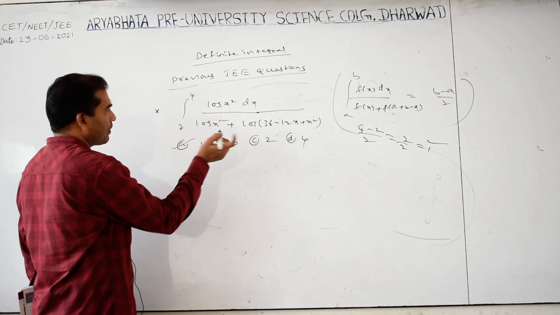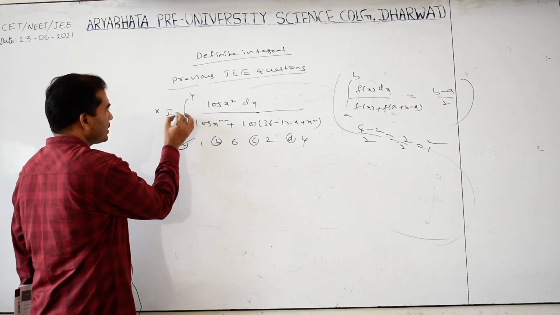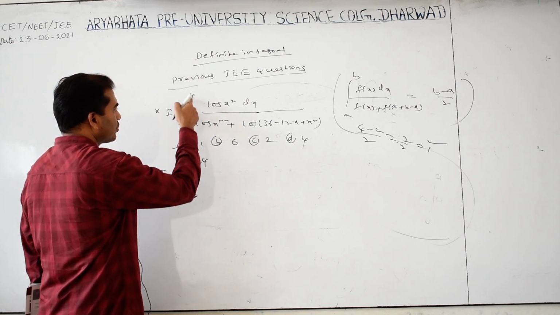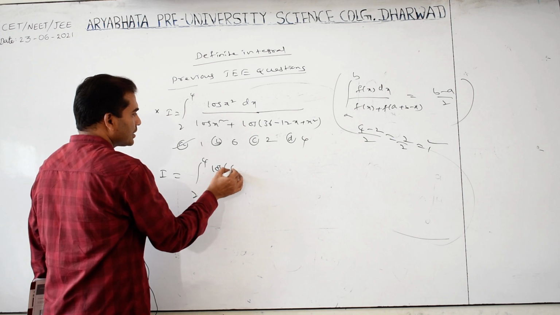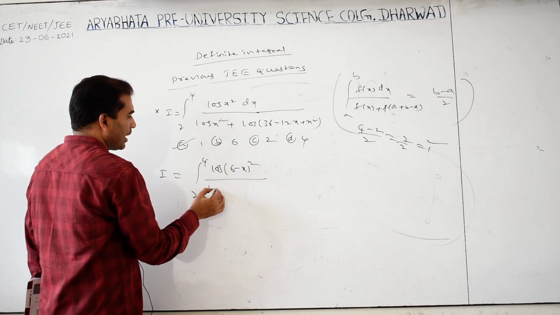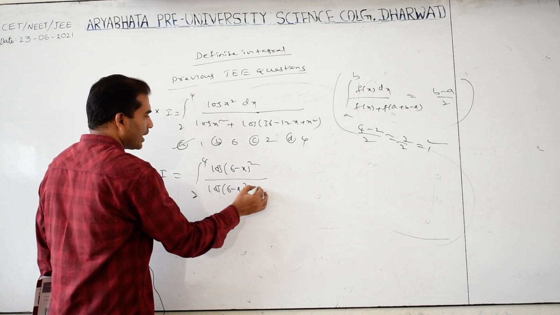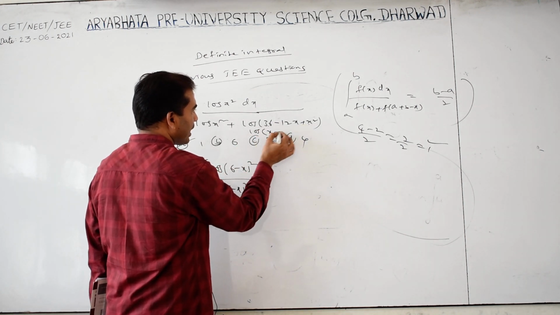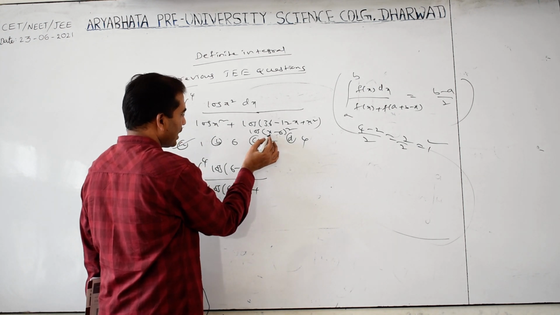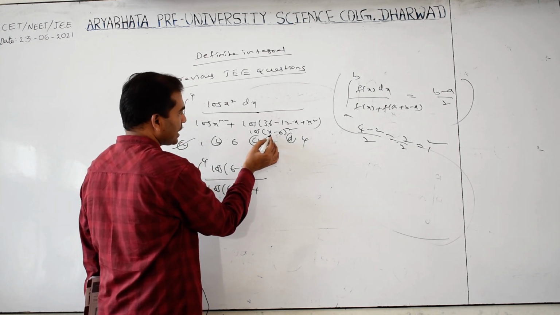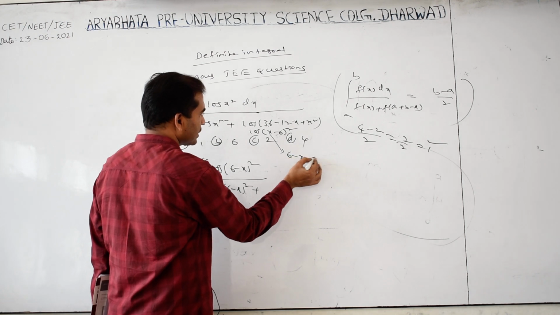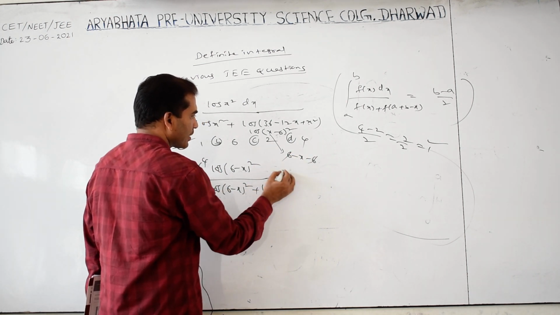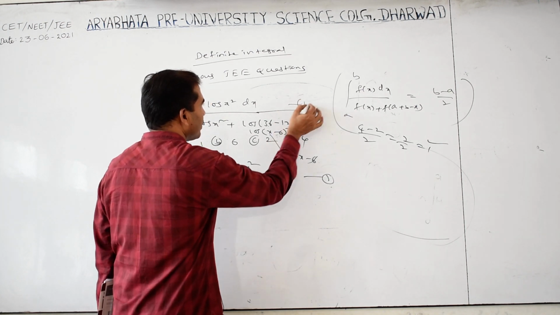If you forget that formula, use the property. Let I equal integration from 2 to 4; replace x by 2 plus 4, that is 6 minus x, so we get 6 minus x whole square by log of 6 minus x whole square. The denominator we can write as log of 6 minus x whole square. Then in place of x, if you write 6 minus x here, 6 minus x minus 6 gets cancelled, giving log of x square. This is the second equation, and that is the first equation.